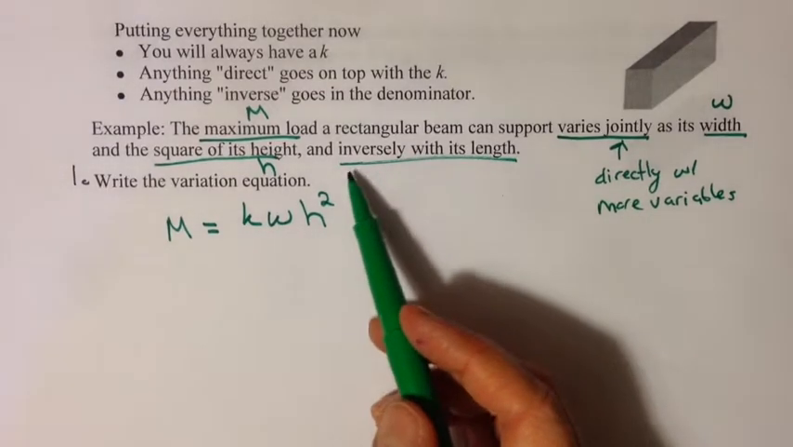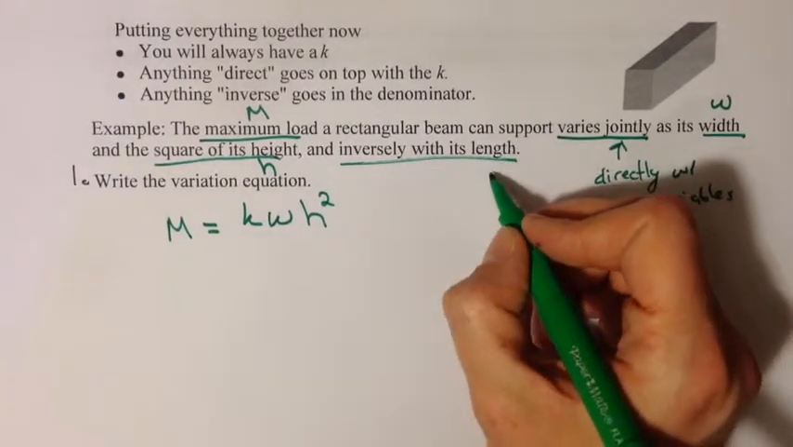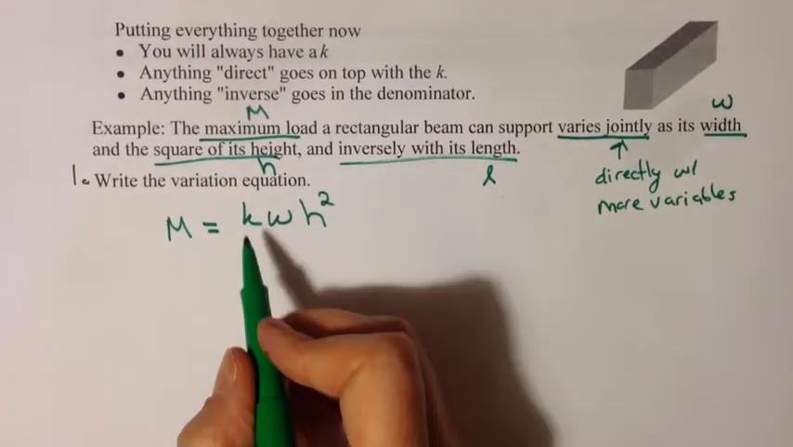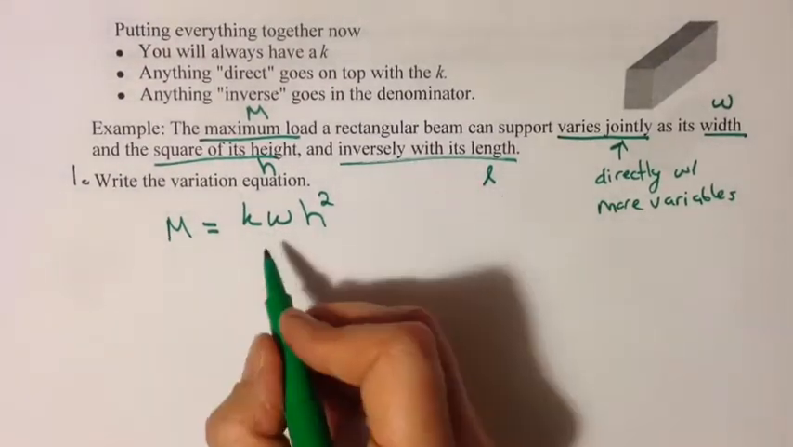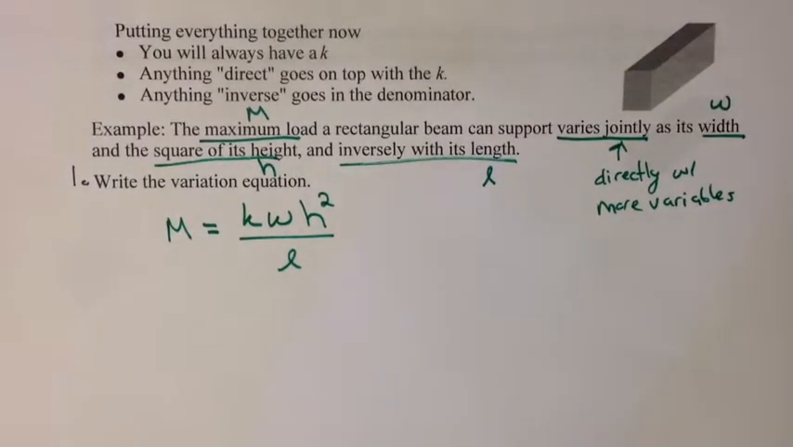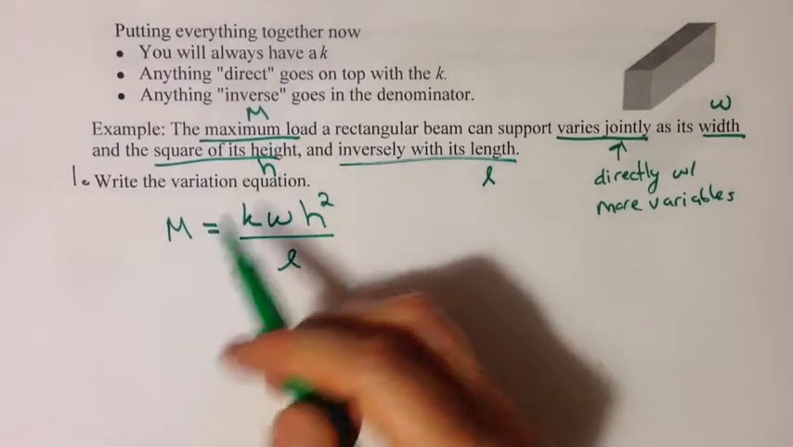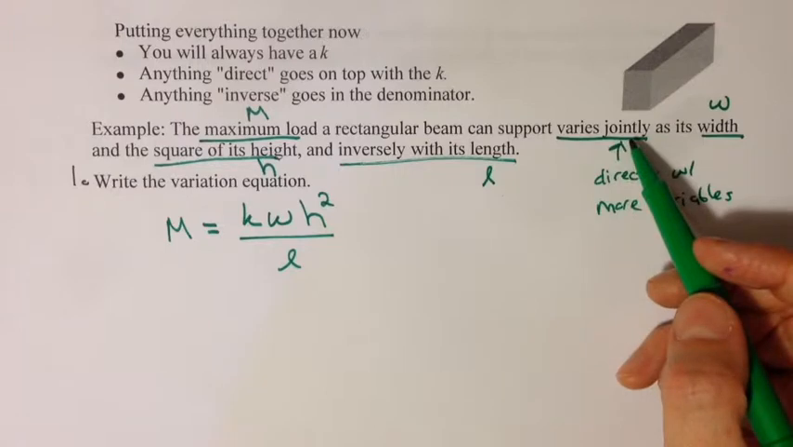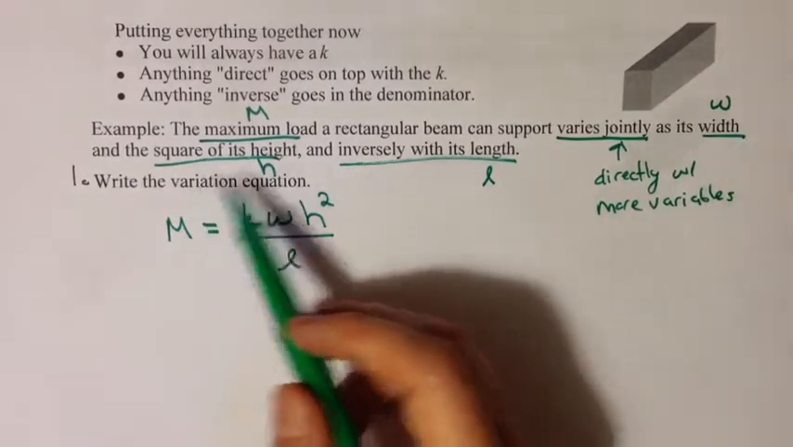And finally, then, we've got inversely with its length. Let's call the length L, because it varies inversely with the length. The length goes on the bottom of the fraction. Now that we've got our variation equation written down, let's go ahead and take a moment and admire it. What we have here is the maximum load of our beam varies jointly with the width and the square of its height.